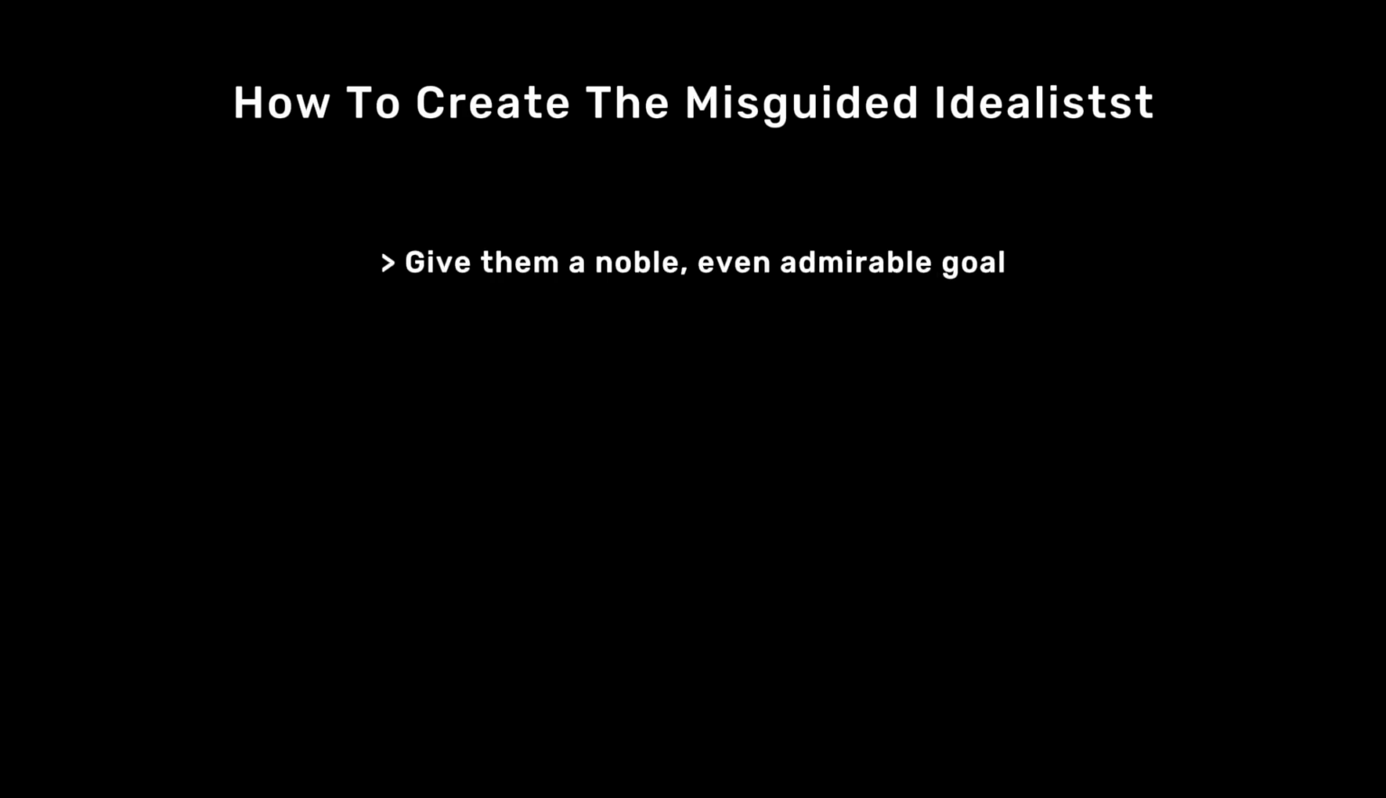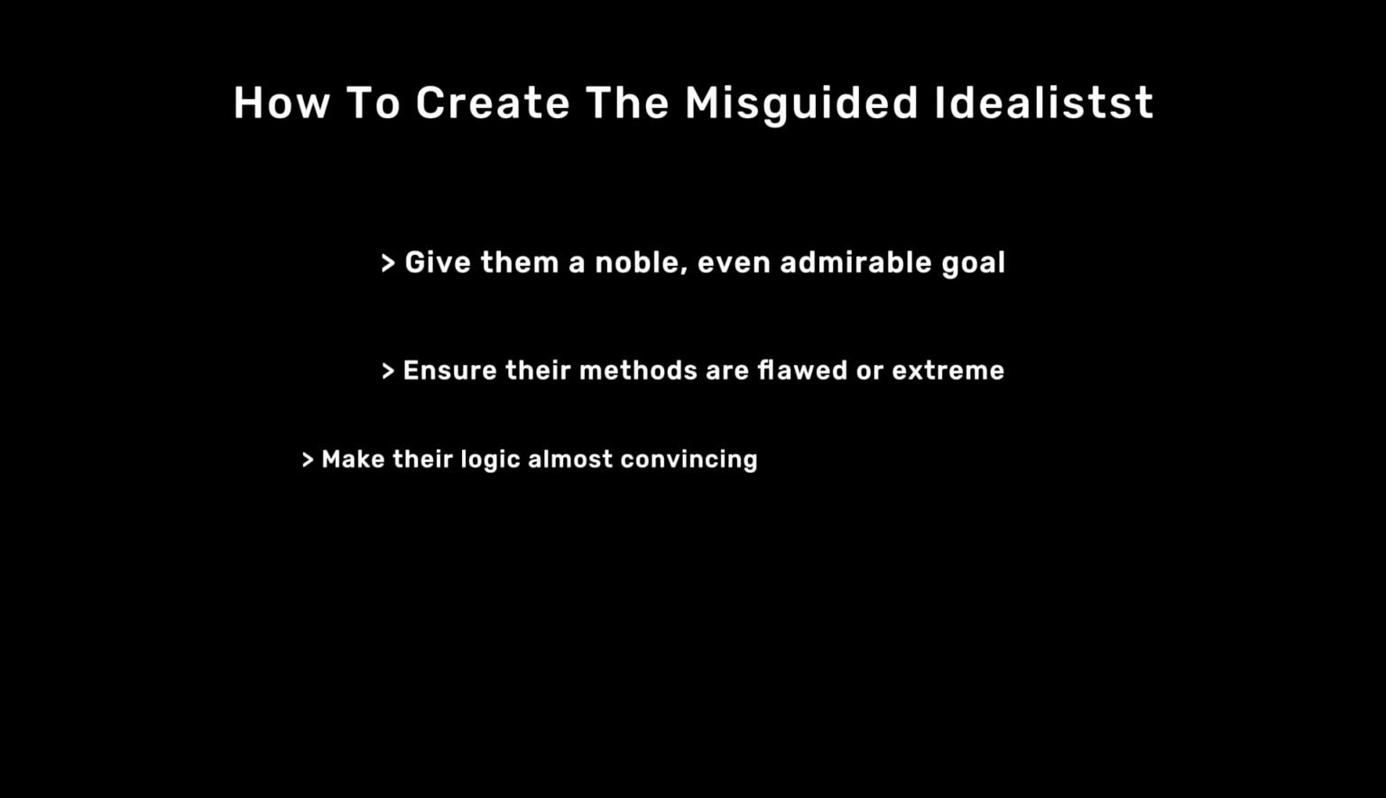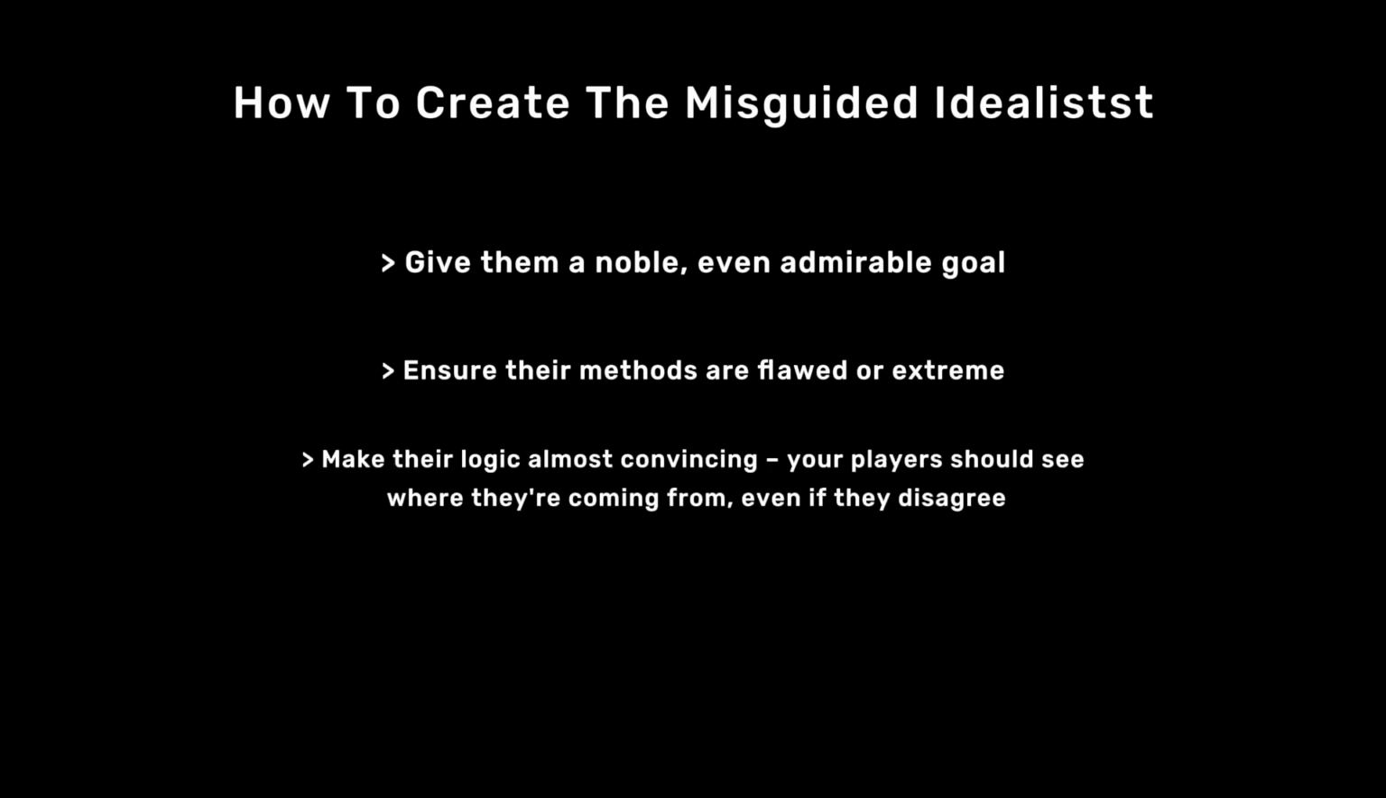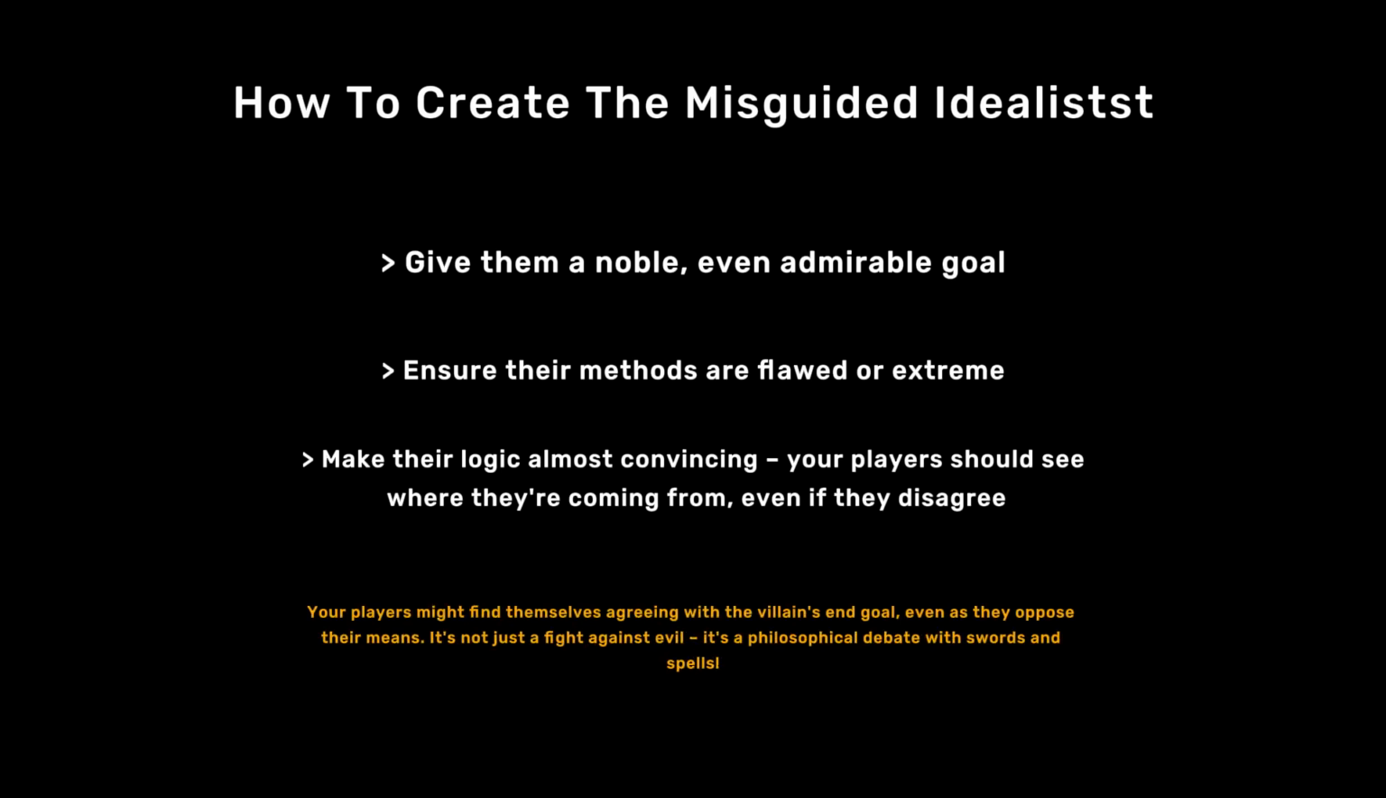To create a misguided idealist, give them a noble, even admirable goal. Ensure their methods are flawed or extreme. Make their logic almost convincing. Your players should see where they're coming from, even if they disagree. The beauty of this antagonist? Your players might find themselves agreeing with the villain's end goal, even as they oppose their means. It's not just a fight against evil, it's a philosophical debate with swords and spells.